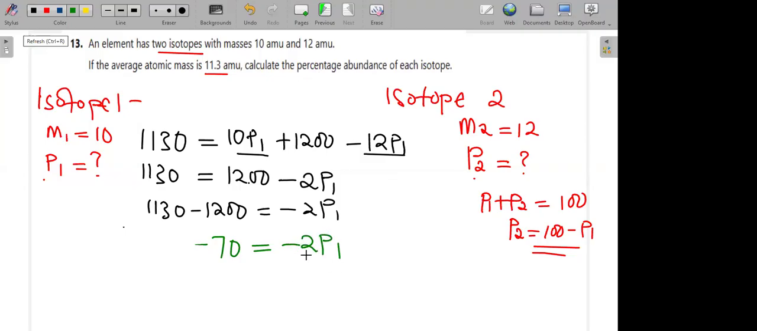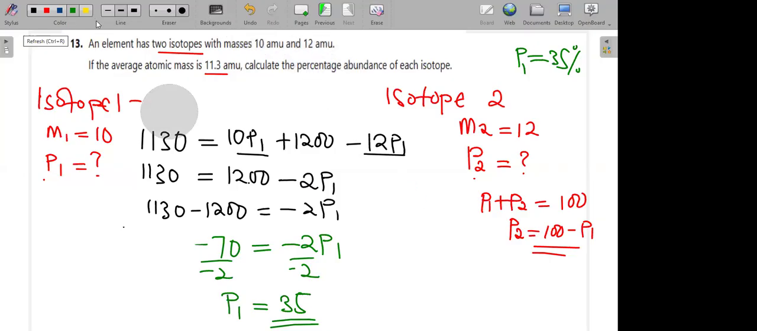So from there, I'm going to divide both sides by minus 2. So simply meaning that the percentage 1 is 35%. Okay, so after we found the P1, then it will be very easy for us to find the P2 because we're just going to use this formula here. So P2 will be equal to 100 minus P1, which is 35. So I get 65.